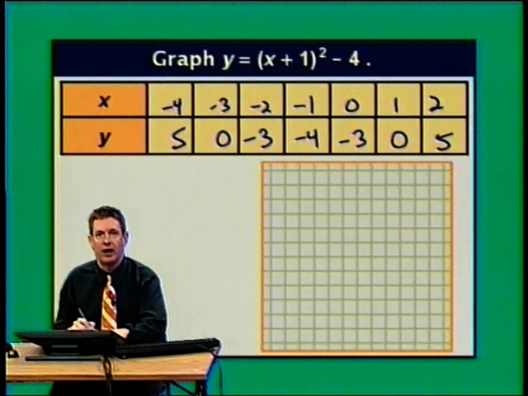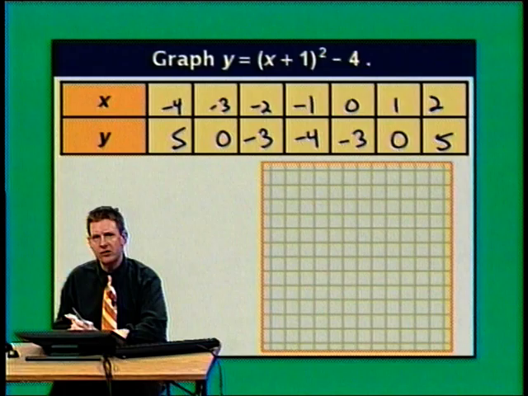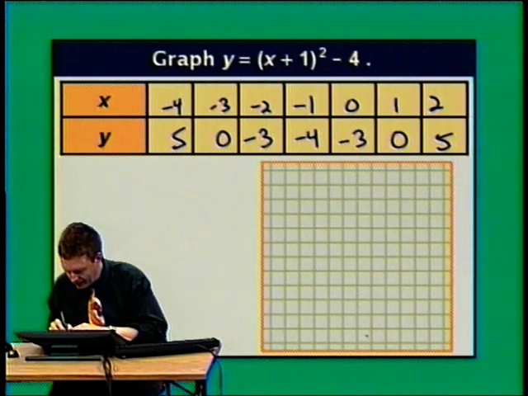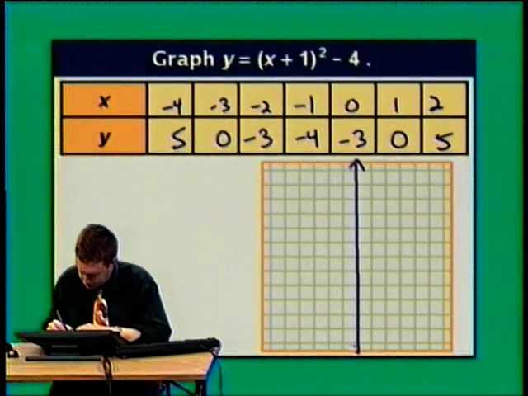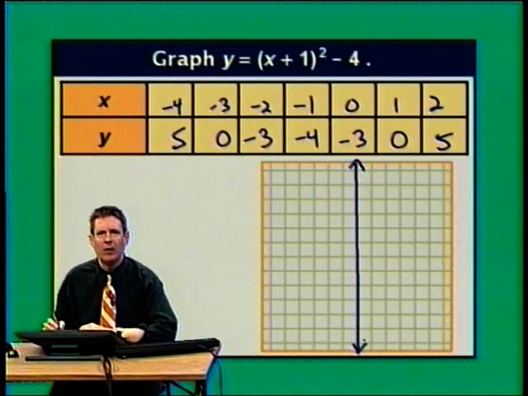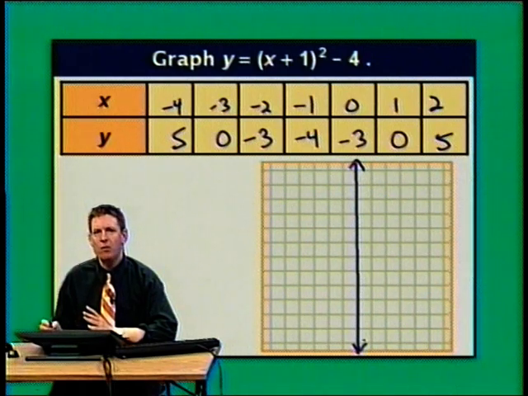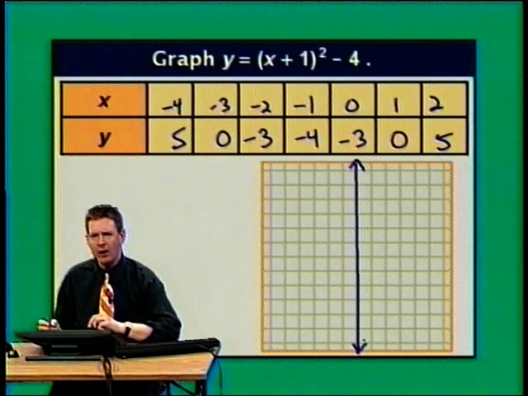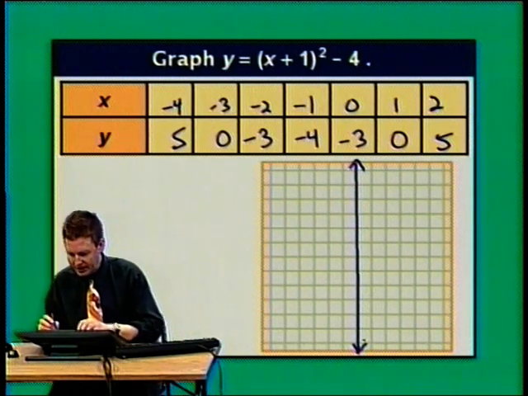So here's my grid. Looking at my points, my vertex has an x-coordinate of -1, which is pretty close to the y-axis, so I'm going to draw my y-axis pretty much in the middle of my grid. Likewise, looking at the y-coordinates in my table, the distance between the extreme y-coordinates and 0 is pretty much the same in both the positive and negative direction. So I'm going to put my x-axis pretty much in the middle of my grid.